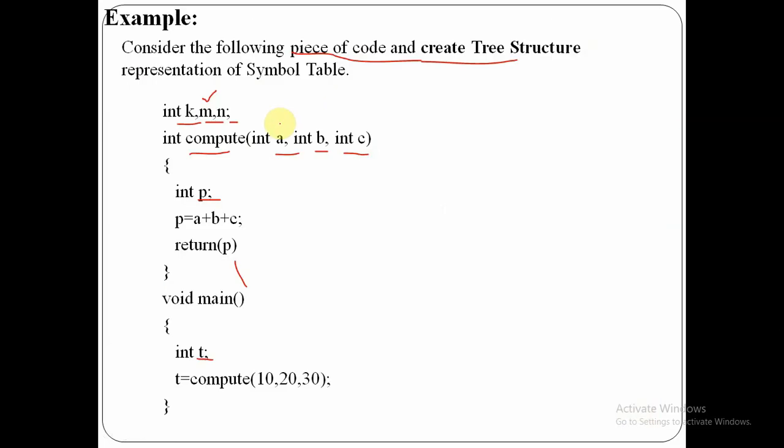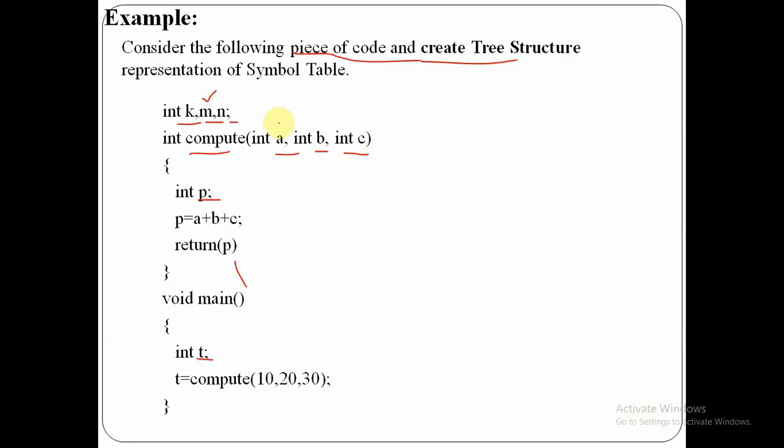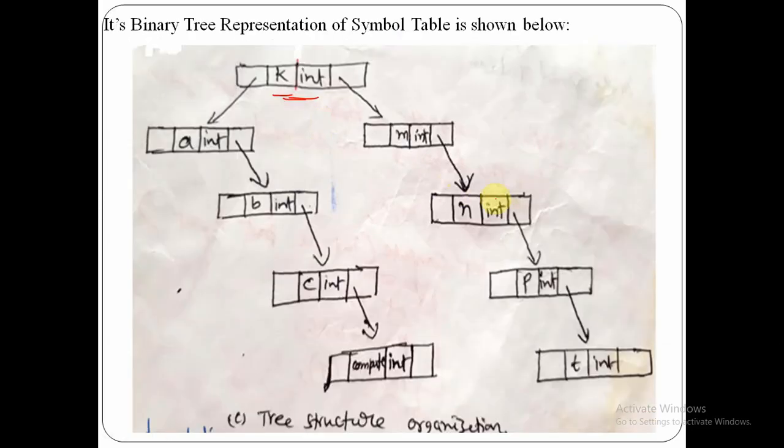Next I have to store M. M is something higher than K, or which comes later than K, so it should be the right child of K. Next I have to store N. The next identifier is N. N will also be the right child of M.